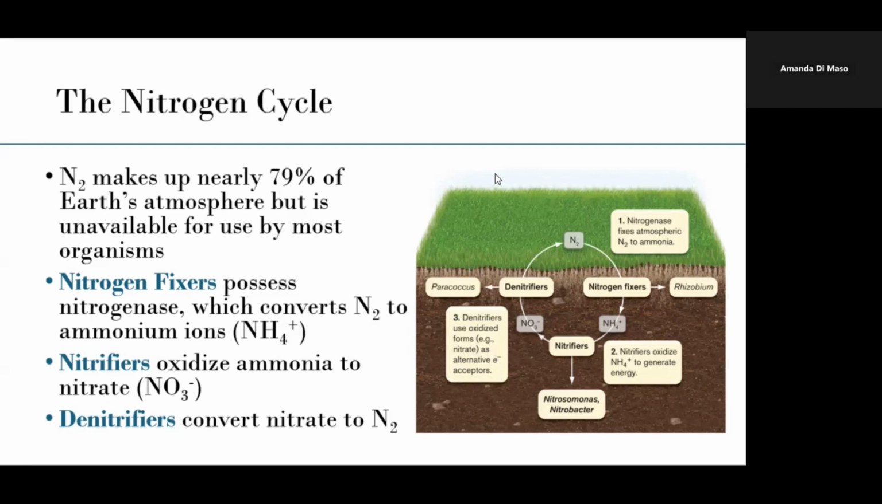And then nothing is complete unless we can complete the cycle here. We also have denitrifiers, which can convert nitrates back into atmospheric nitrogen. So we can constantly move that nitrogen out of the atmosphere into the soil, back into the atmosphere. But without these nitrogen fixing bacteria, we would not be able to live.